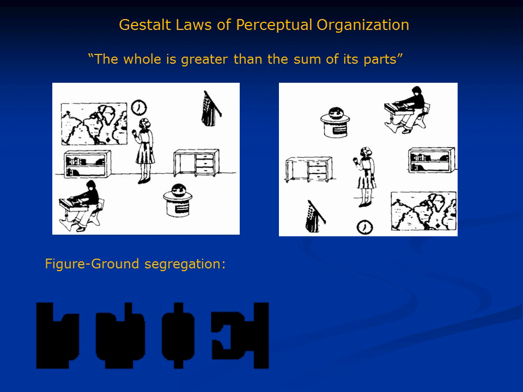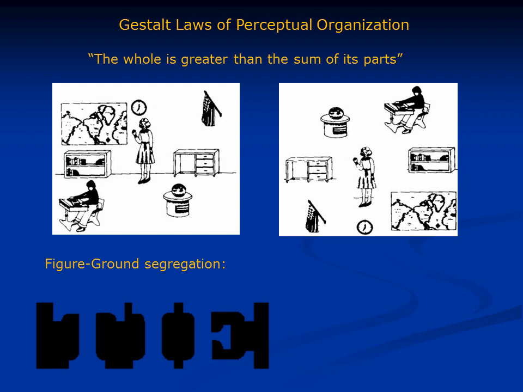Figure-ground segregation. So you can look at this stimulus here in the lower left-hand part of the slide and see 4 black, sort of odd-shaped objects. But can you see the word tie in there as well? T-I-E, the blue coming through the black.